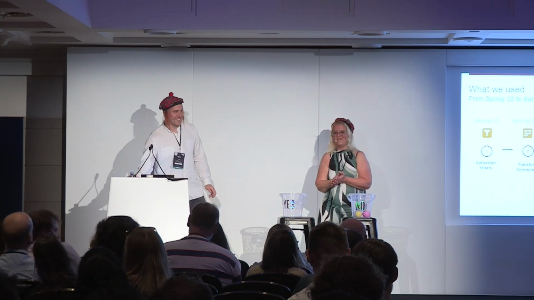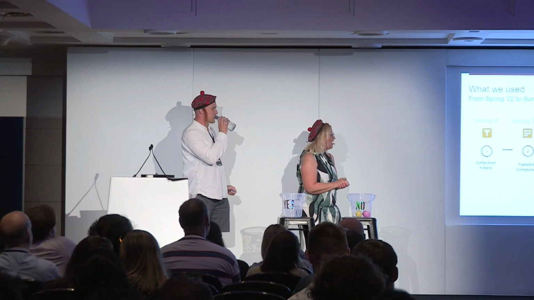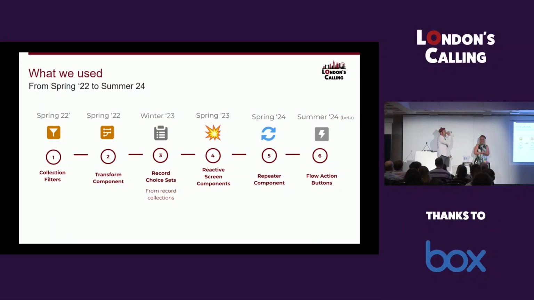So just to go over everything that we've used so far. We've used collection filters to filter out our product records. We've used a transform component to transform our product records into flow utility records. We've used record choice sets to drive our pick lists. We've used reactive screen components to calculate our total cost based on the number of days of hire. And we've used the repeater component to build our accessories.